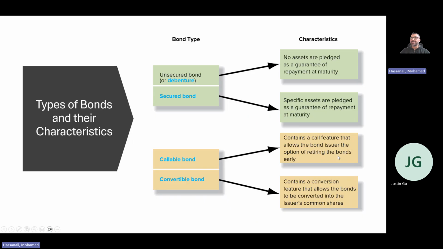Okay. Now, when we said earlier that there are different types of bonds, this is a visual I pulled right out of the textbook again. There's an unsecured bond, or what's called a debenture. And that simply means that there are no assets pledged against the bond.